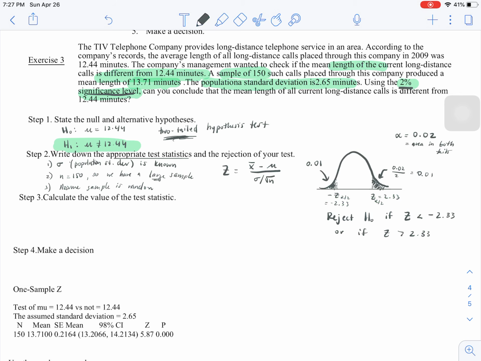So now let's calculate our test statistic. So it's equal to our sample mean minus the population mean divided by sigma over the square root of n. We're given our sample mean, which is 12.44. Oops, that's not right. Our sample mean was 13.71.